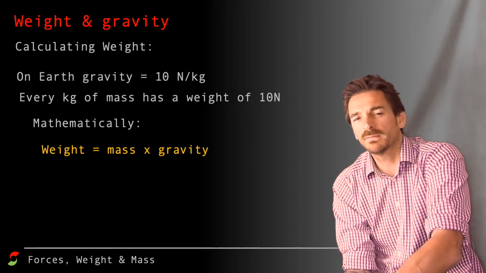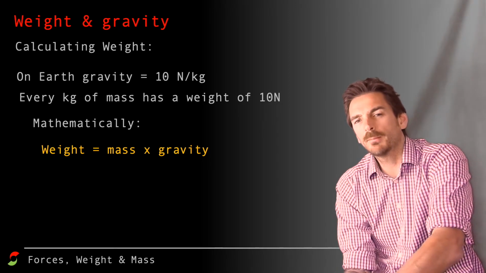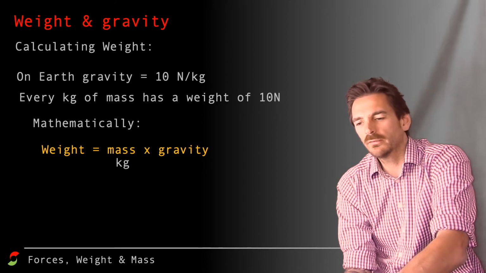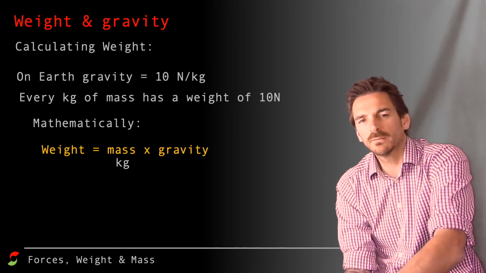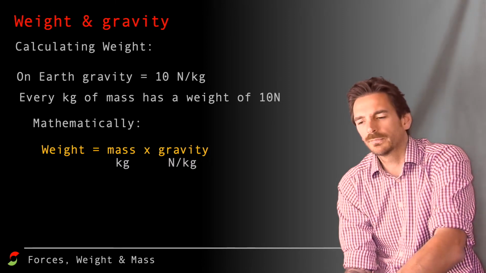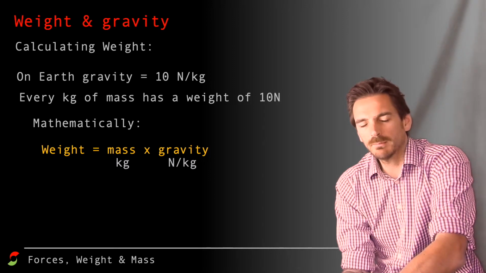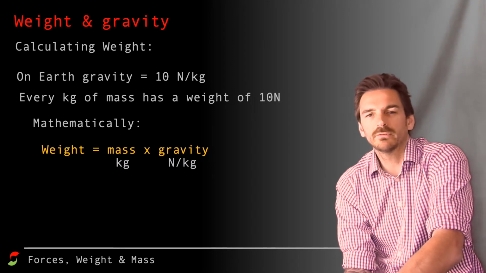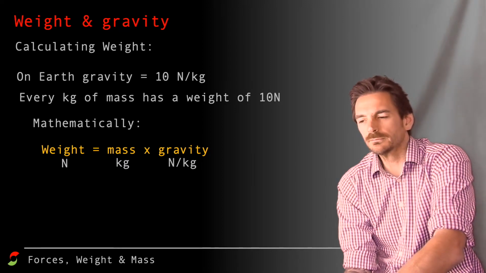But one thing that we've got to be very, very careful of, and I've seen students throw so many unnecessary marks away, is that mass must be in kilograms. And exam boards love giving you mass in grams. So do check the units. Gravity is in newtons per kilogram, and if the mass is in kilograms and gravity is in newtons per kilogram, then your weight will be in newtons.